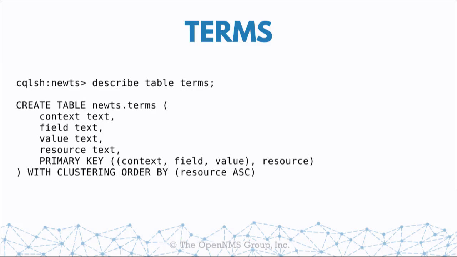Another thing we do in Newts is we allow you to search for the different resources and kind of figure out what you have. So we do that by indexing the resources in a table we call terms. Again, the partition key here is the context, as I described earlier, a key value pair, and by looking that up, you'll be able to get the list of resources that have those key value pairs.